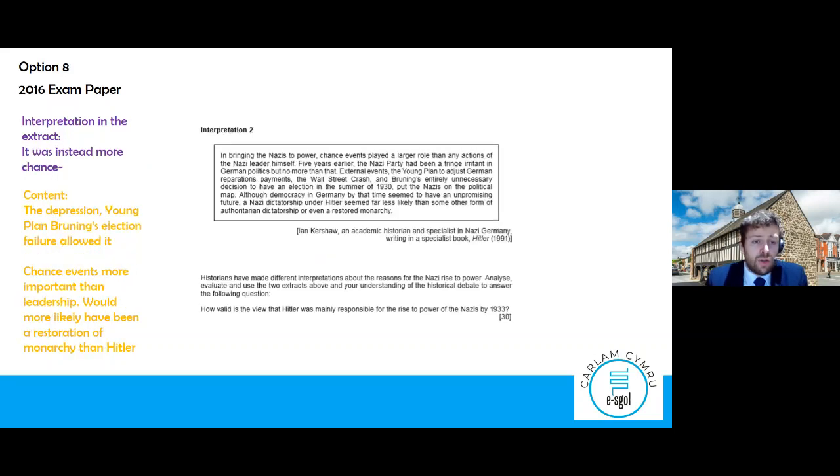Whilst for interpretation 2, the specific content that backs up the interpretation that it was instead more chance is the fact that there was the Depression, the Young Plan, and Bruning's election failed to prevent the Nazis rising to power. And so chance events are much more important than leadership, and it would have been more likely that there had been a restoration of monarchy than Hitler in the first place. Understandable. This is more what we'd call structuralist, probably, right? The structures of society around it helped Hitler rise to power rather than what he specifically intended to do or what he was able to do personally.